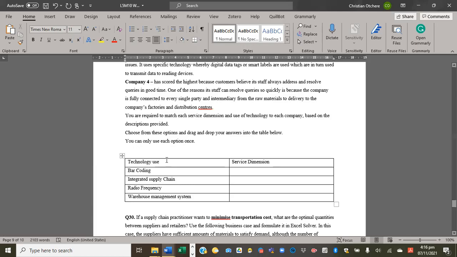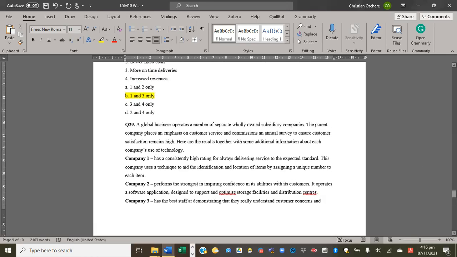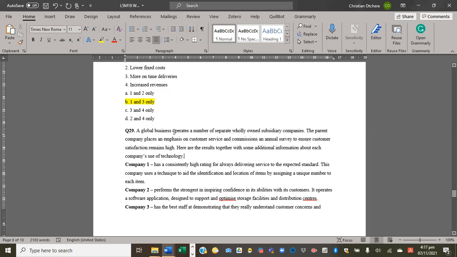Yes, technology use and service dimension. So we know that service dimensions. When we read it, we will note. A global business operates a number of separate, wholly owned subsidiary companies. The parent company places an emphasis on customer service and commissions an annual survey to ensure customer satisfaction remains high. Here are the results together with some additional information about each company's use of technology.